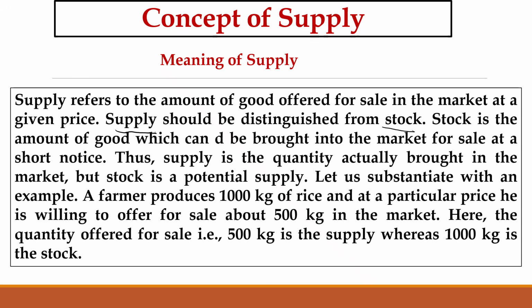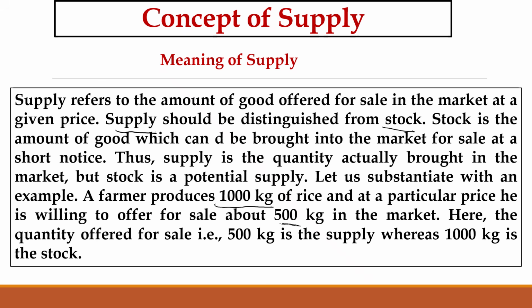Okay, so here you can see the example. A farmer produces 1000 kg of rice, and at a particular price he is willing to offer for sale about 500 kg in the market. So how much is the farmer producing? The farmer is producing 1000 kg of rice, but he is selling only 500 kg.